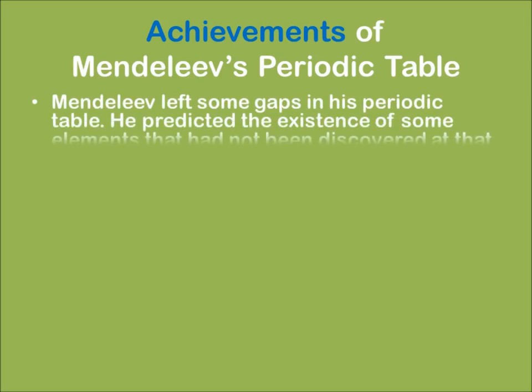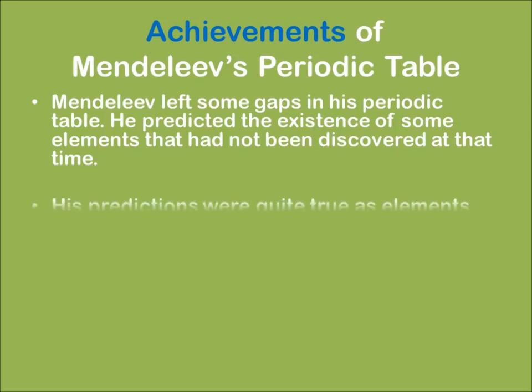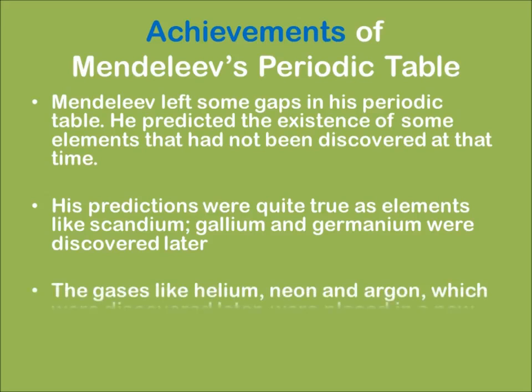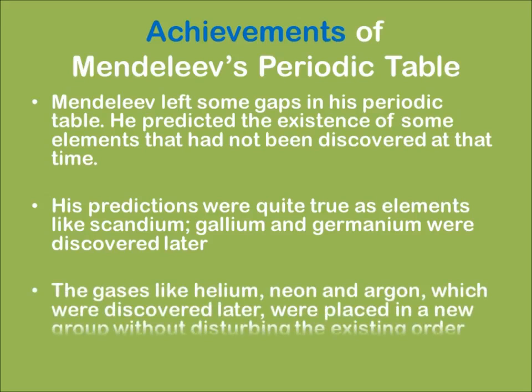Mendeleev left some gaps in his periodic table. He predicted the existence of some elements which hadn't been discovered at his time. His predictions were actually quite true. For example, scandium, gallium and germanium, which he predicted, were actually discovered later. Gases like helium, neon and argon, which were discovered later, were placed in a new group without disturbing the existing order.